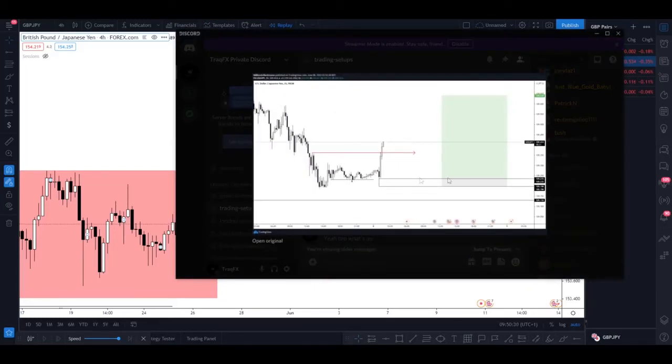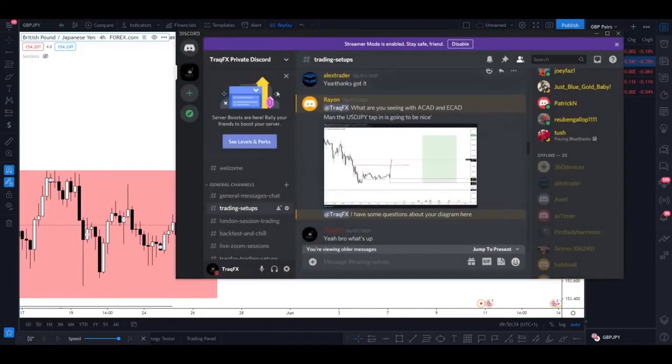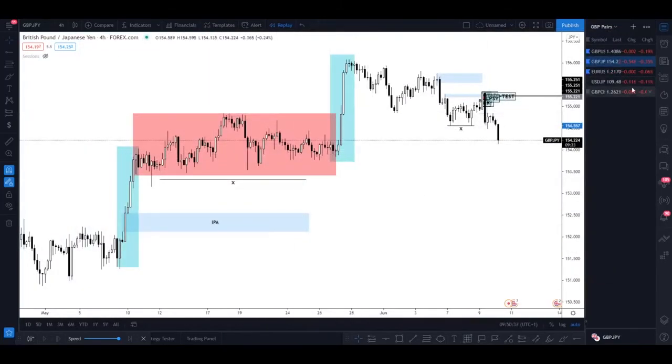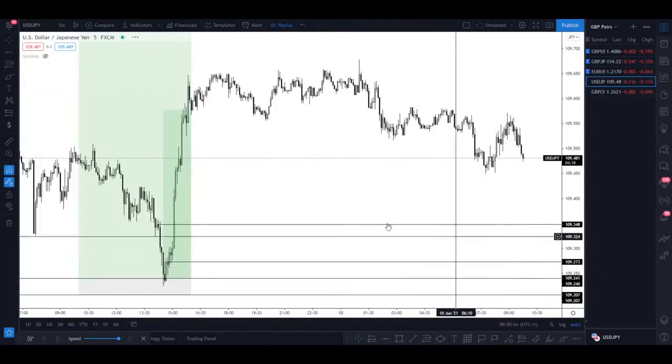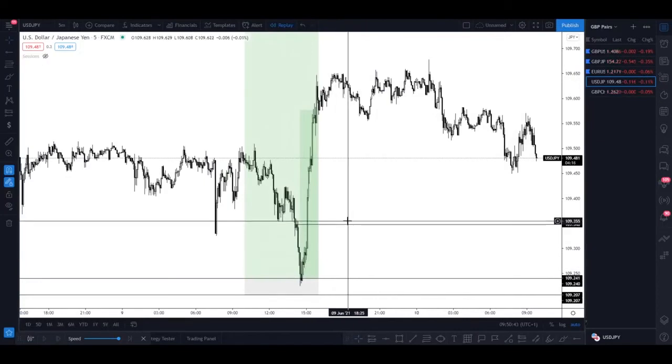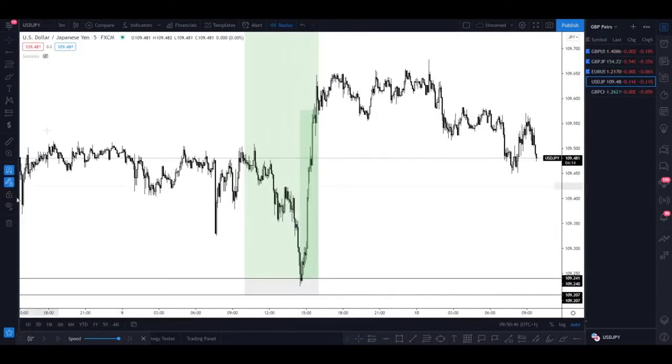I said I was looking to buy over here for USD JPY. I'll be taking you guys through this right now. Let's go straight to USD JPY right here. Delete this. Let's go down to the 5-minute time frame. Now, let me actually delete all this. Let's actually delete everything. Screw it.